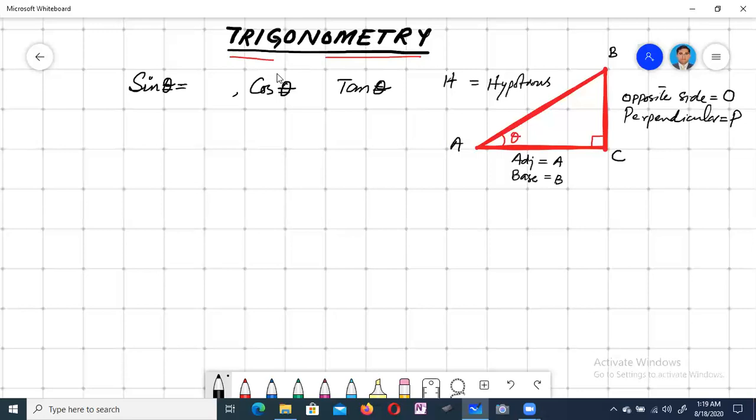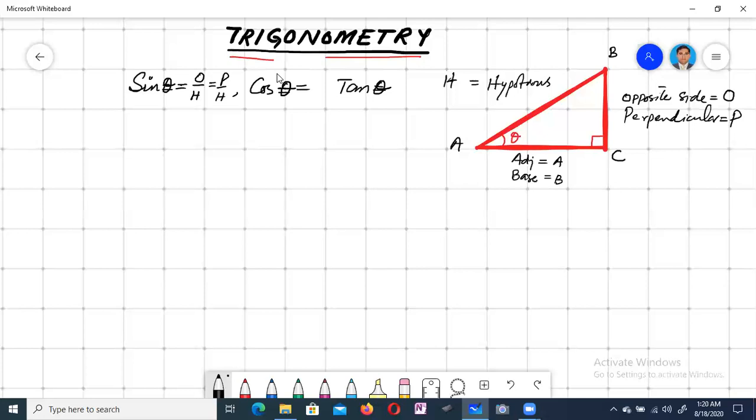You know about the ratio. Ratio is the relation between two quantities. Here we will take the relation between two sides of the triangle. A relation of two sides of the right angle triangle represents this sine theta. Sine theta is opposite divided by hypotenuse, or perpendicular divided by hypotenuse. You can say P divided by H also.